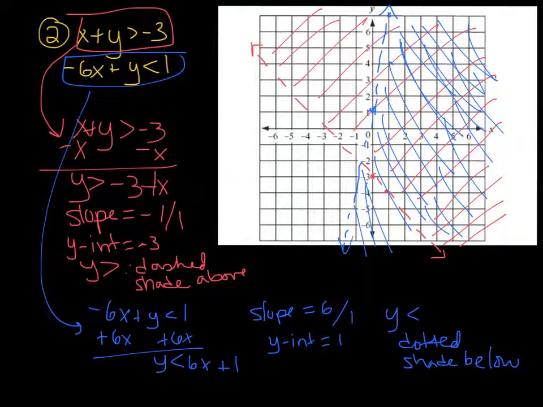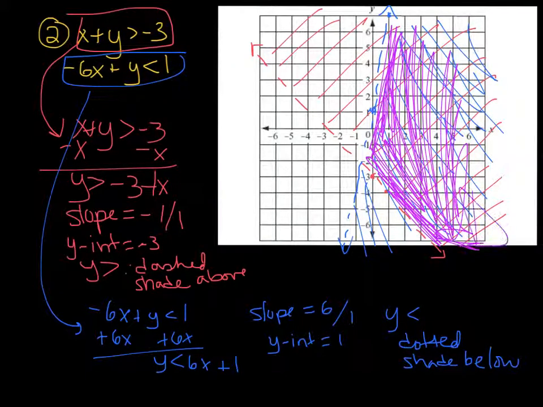So finally, my actual answer is going to be everywhere where the blue area and the pink area intersect. So that means it's going to be everywhere, I'm going to do it in purple, everywhere right here. And that part is my actual answer. So that's all I have to do for that one.